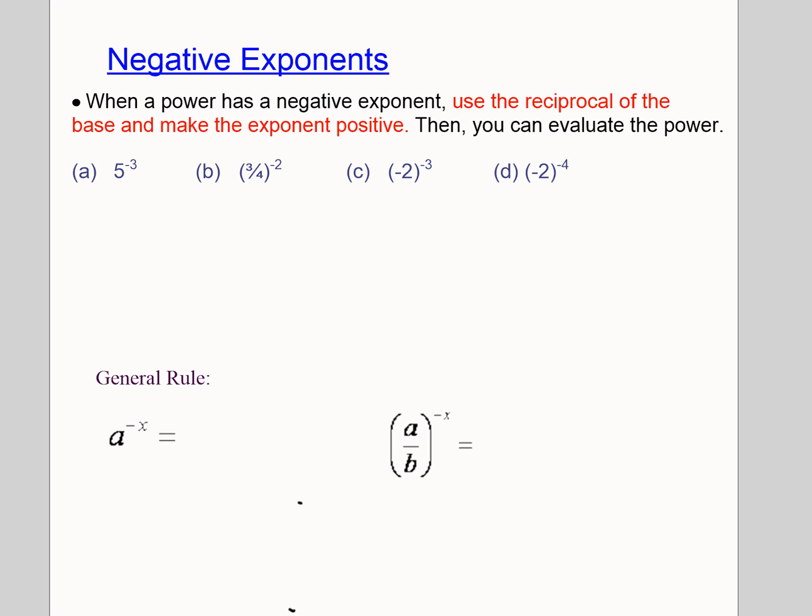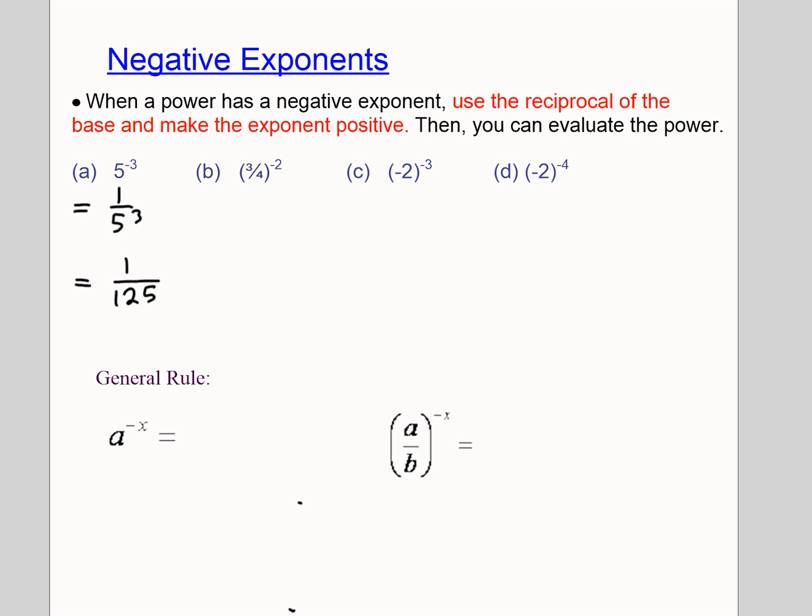So remember, how do we make an exponent positive? Well, we take the reciprocal of the base. And then once the exponent is positive, we can evaluate. So remember, the reciprocal of 5 is 1/5 to the 3. If you don't know what 5 to the 3 is, use your calculator, but don't use your calculator to figure out 5 to the negative 3. So this will be 1/125.